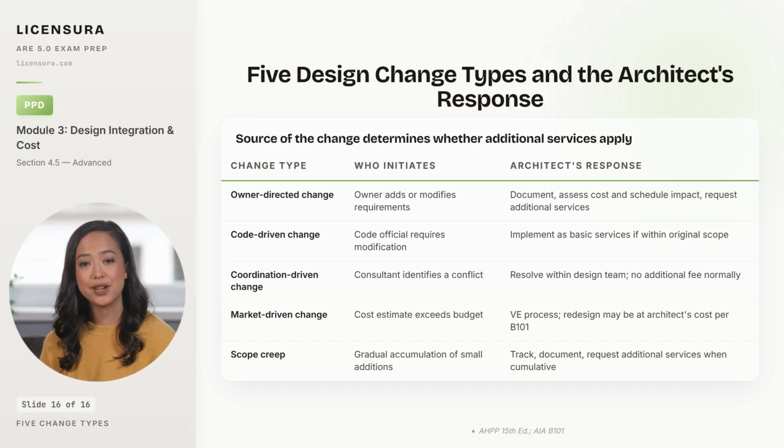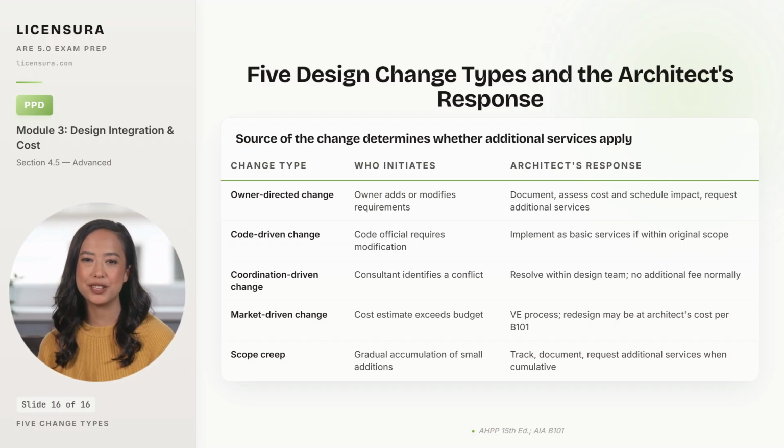Code-driven changes happen when a code official requires a modification. These are implemented as basic services if the requirement falls within the original scope, because the architect was already responsible for code compliance. Coordination-driven changes happen when a consultant identifies a conflict that requires architectural rework. These are resolved within the design team with no additional fee, because consultant coordination is basic services under B101.